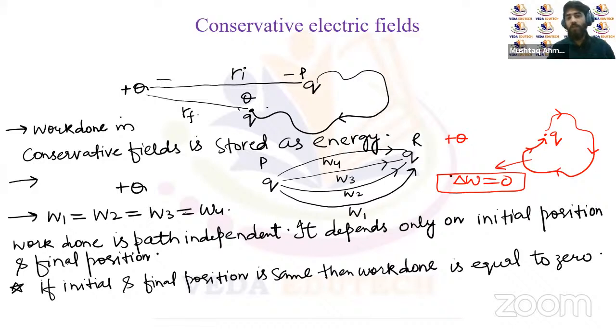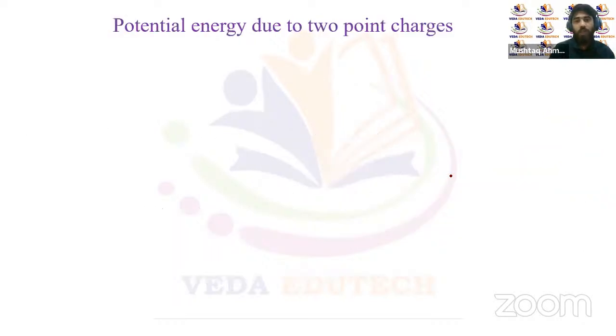So whenever we displace a charge in the presence of a conservative field or the electrostatic field, the work done will be stored as the potential energy of the system, right? So it means that we have to calculate potential energy. What will be the potential energy due to 2 point charges, right?